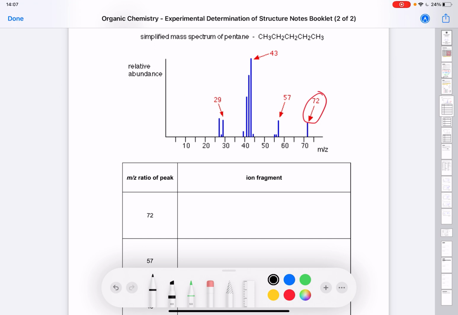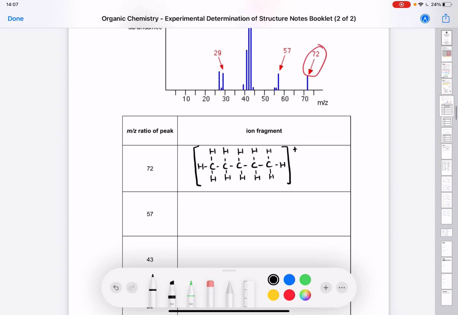So if we work out the gram formula mass for pentane, we can see that it is in fact 72. For that, I'm going to draw in all 5 of the carbons, all 12 of the hydrogens, and the only thing that's going to change here is we're going to pop this in a square bracket and pop a positive charge on it. All that's happened to that particular pentane molecule is when it's been hit by those high energy electrons, another electron has knocked off it.